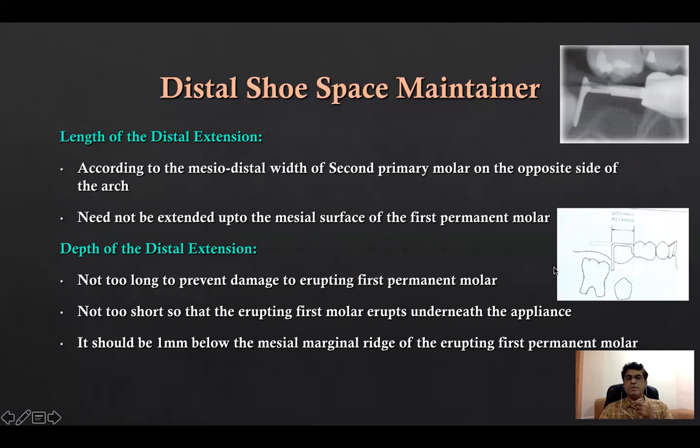And the depth of the distal extension, it is not too long to prevent damage to the erupting first permanent molar, but not too short also, so that the erupting first molar erupts underneath the appliance. So it should be 1 mm below the mesial marginal ridge of the erupting first permanent molar. That is 1 mm below the mesial marginal ridge, so that it will guide properly into position.